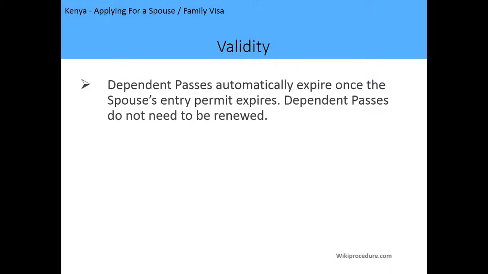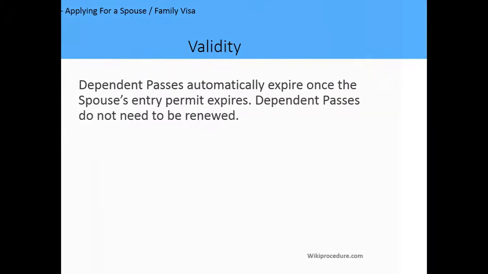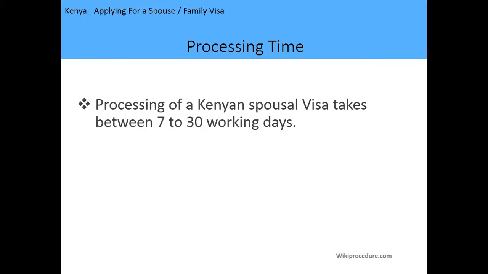The validity period is that the dependent pass automatically expires once the spouse's entry permit expires, and dependent passes don't need renewal. So they are not renewed, but they expire when the applicant's, the spouse's, entry permit expires. So the processing time is between 7 to 30 working days, depending on the method used to apply and where you are applying from.